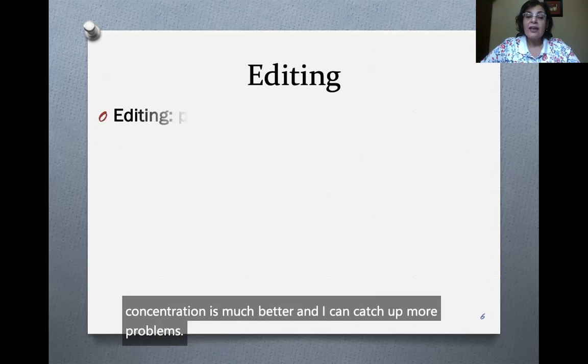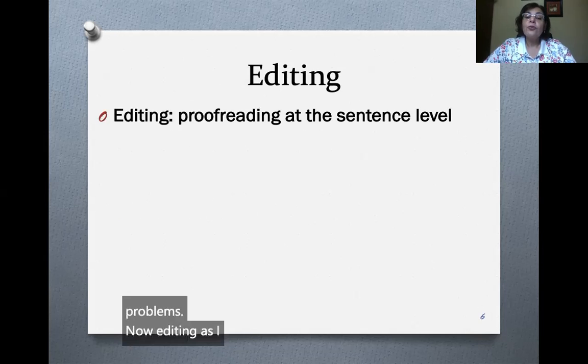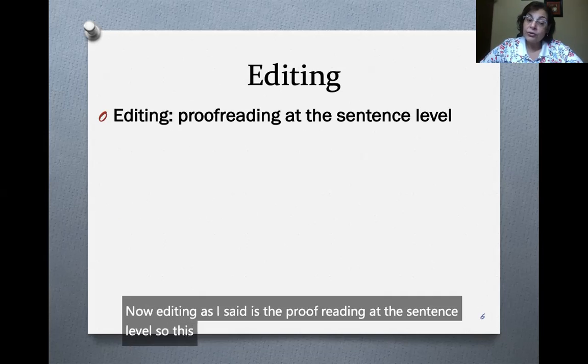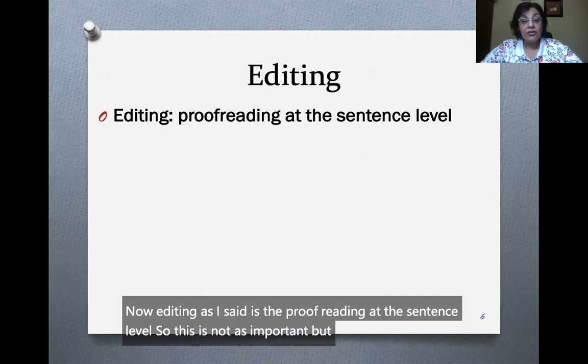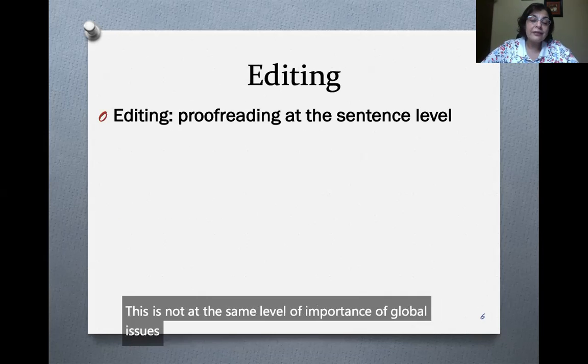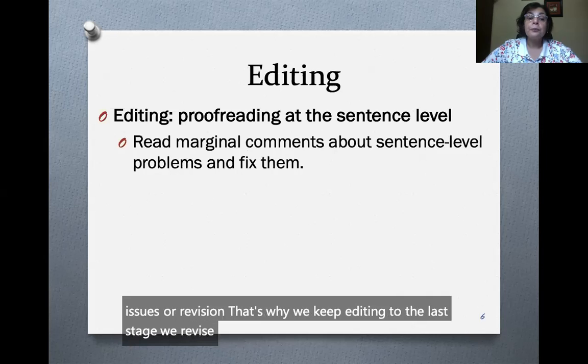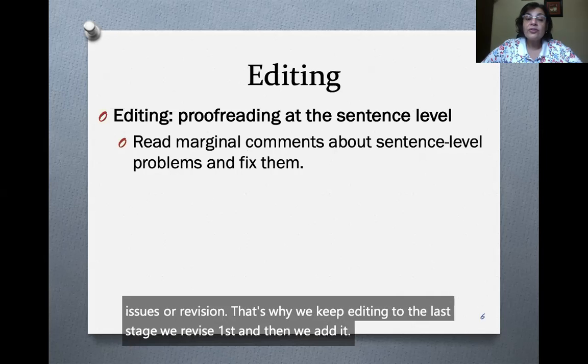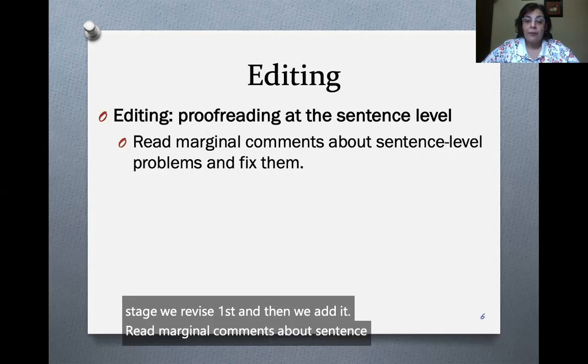Now, editing, as I said, is the proofreading at the sentence level. So this is not as important, but it's still important. This is not at the same level of importance as the global issues of revision. That's why we keep editing till the last stage. We revise first and then we edit. Read marginal comments about sentence level problems and fix them, okay?